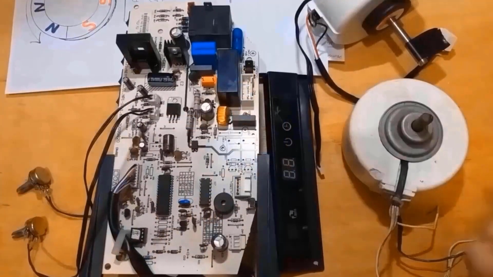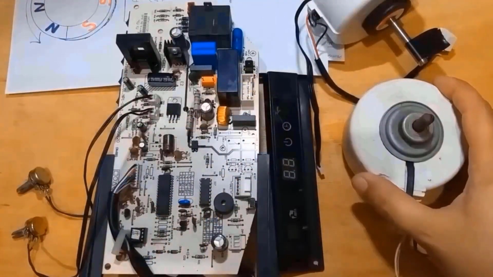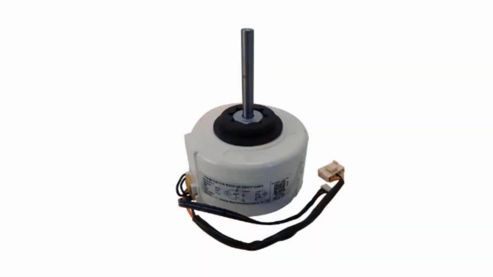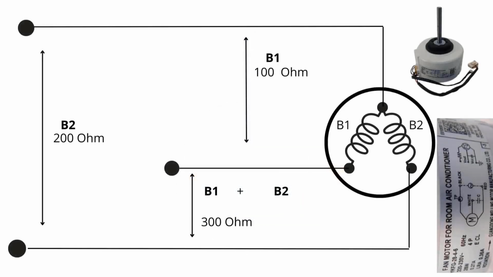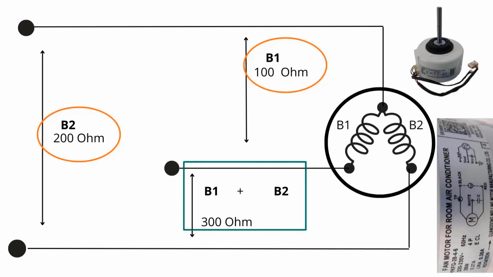Or the motor itself. The evaporator turbine fan motor has 2 internal coils. The first coil should have a resistance of approximately 100 ohms, and the second 200 ohms. The sum of these resistances should be approximately 300 ohms. Test these measurements with a multimeter on the ohm scale. If there is a short circuit or if the resistance is out of the standard range, the motor is compromised and needs to be replaced.